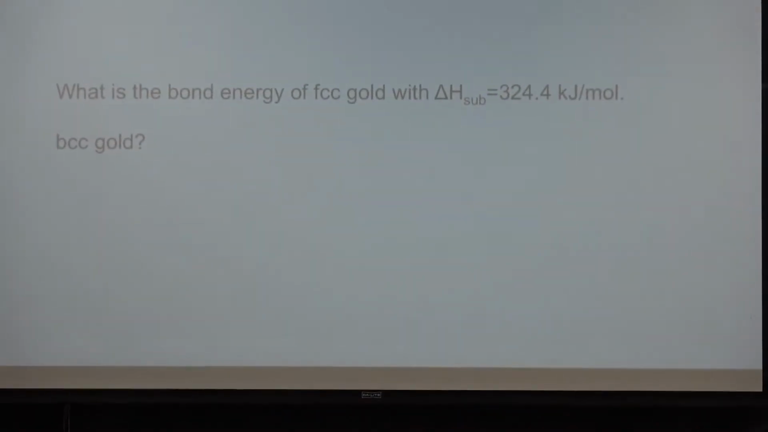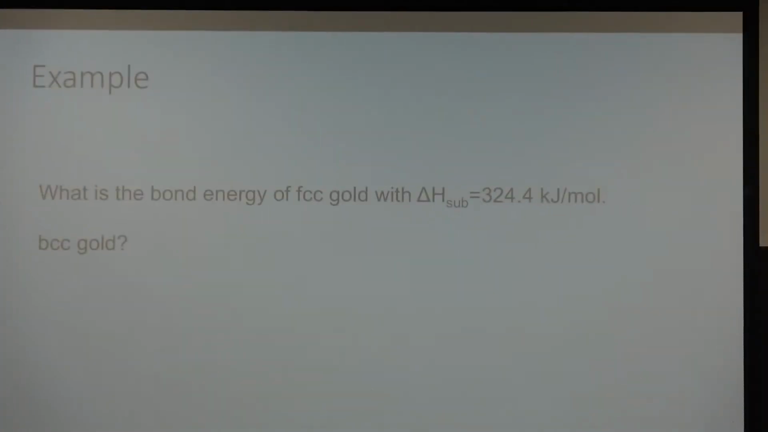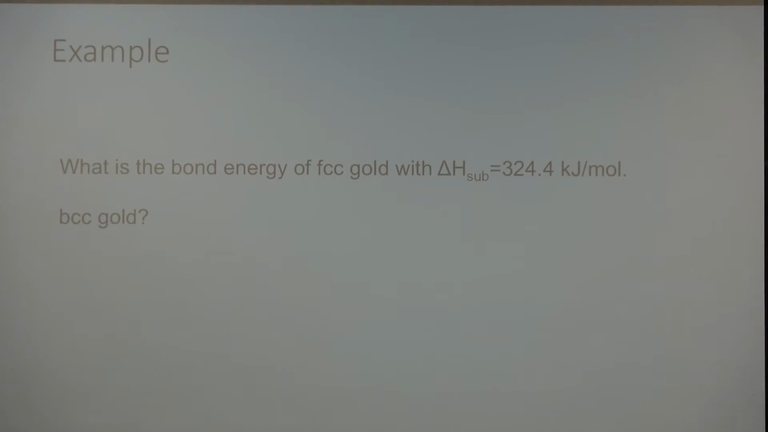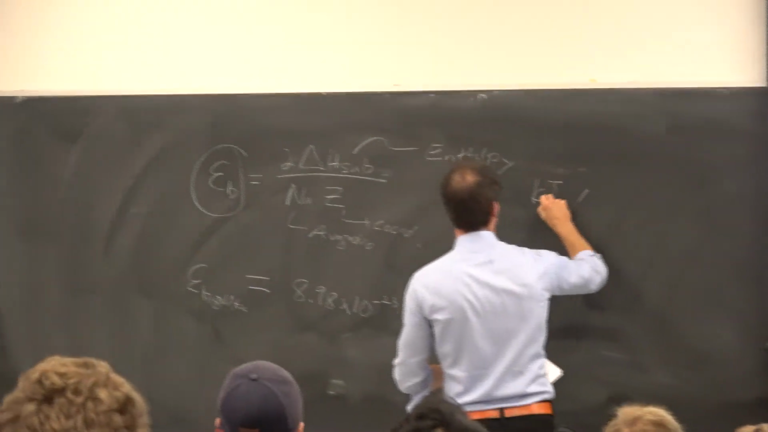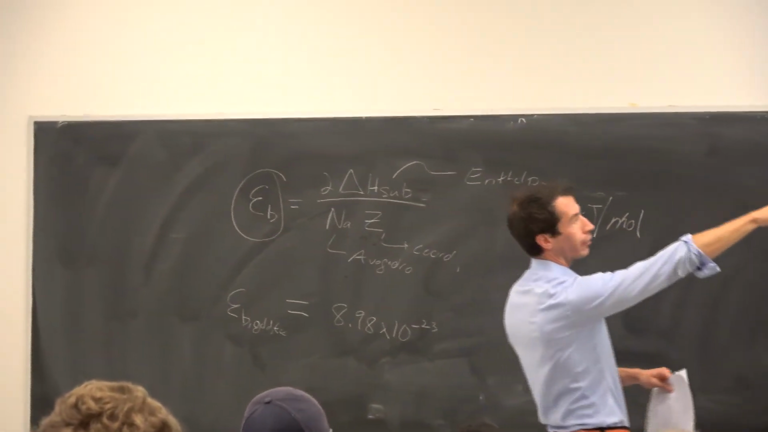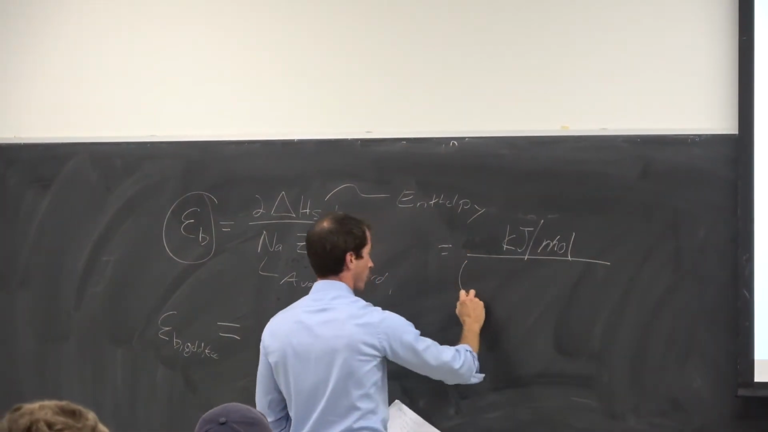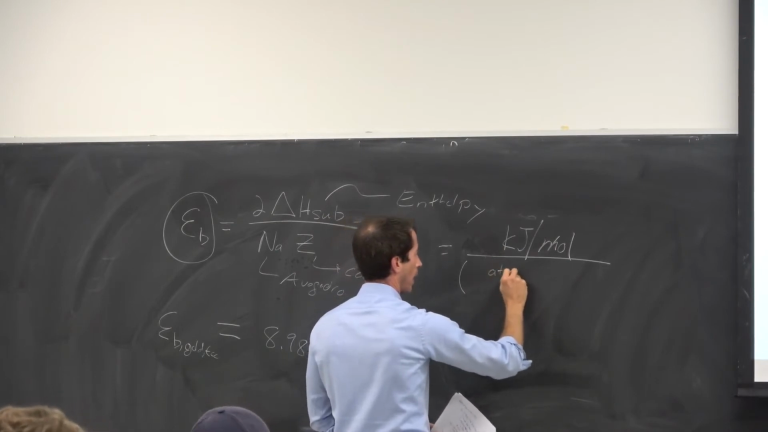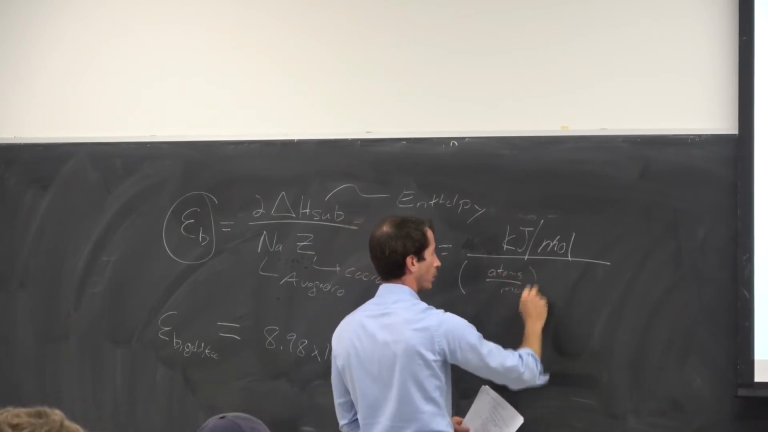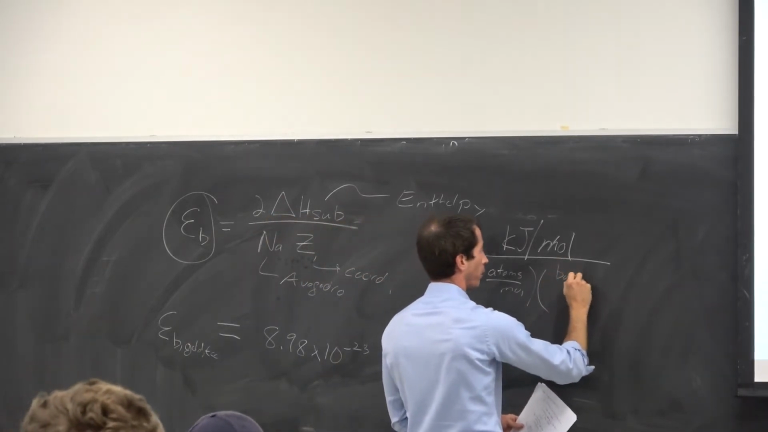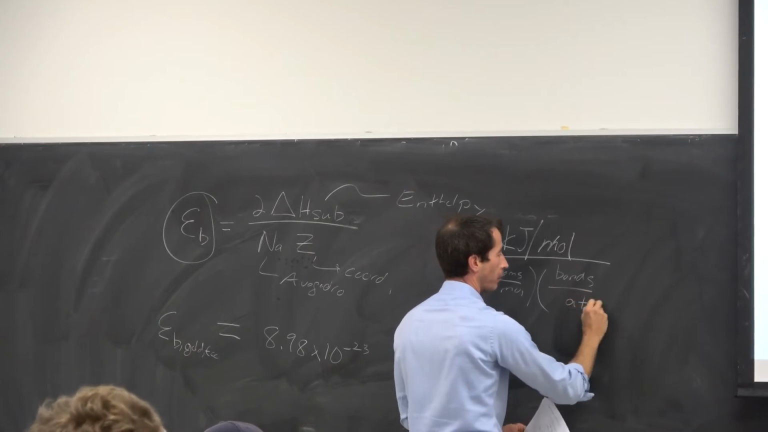So what's the units there? Kilojoules per bond. Because up here we have kilojoules per mole, which we're given, negative 324 kilojoules per mole. Avogadro's number is atoms per mole. And then Z is bonds per atom.